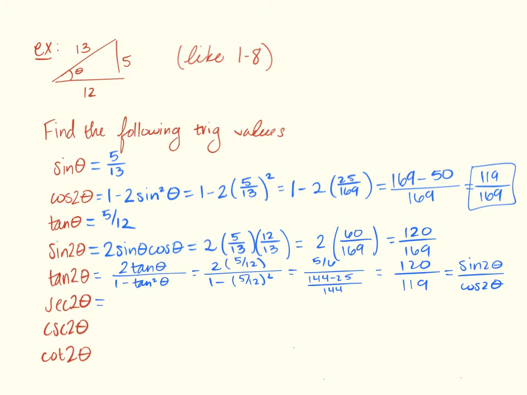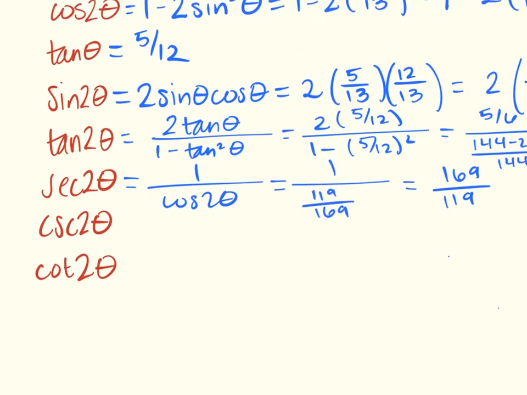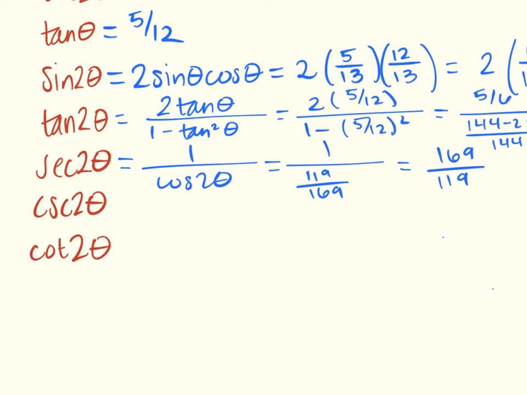Secant of 2 theta by reciprocal identity is 1 over cosine 2 theta. So this is just 1 over 119 over 169. So this is 169 over 119. Cosecant 2 theta is equal to 1 over sine 2 theta by reciprocal identity. So this is 1 over 120 over 169, which is equal to 169 over 120.